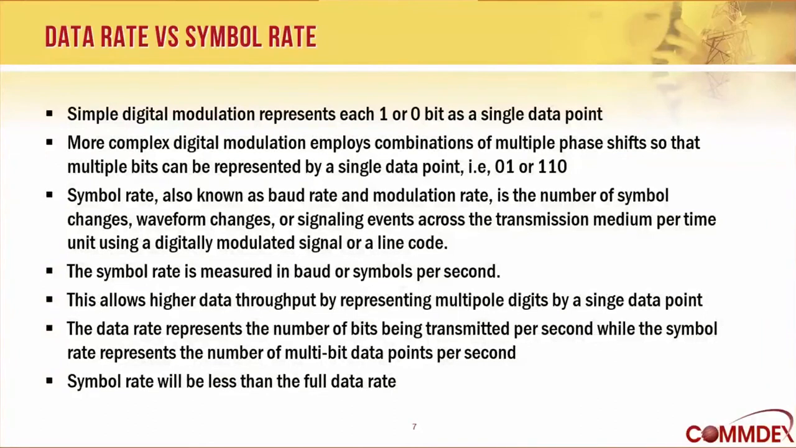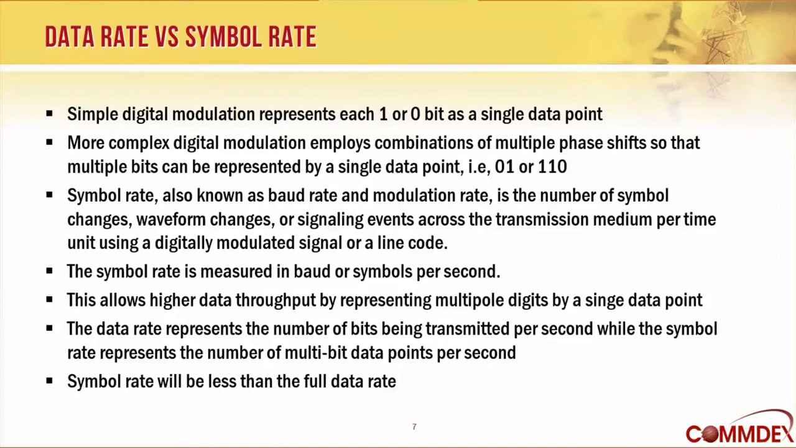This may be a little bit of review, but it's worth talking about again, the data rate versus the symbol rate. Remember, the simple modulations represent a 1 or 0 as a single data point, but the more complex digital modulations represent multiple bits with a single data point. Depending on how many different phase angles are represented and other characteristics, we can have multiple bits like 0, 1 or 1, 1, 0. So then again, the symbol rate is the number of signaling events per time, and it is a fraction of the actual data rate.